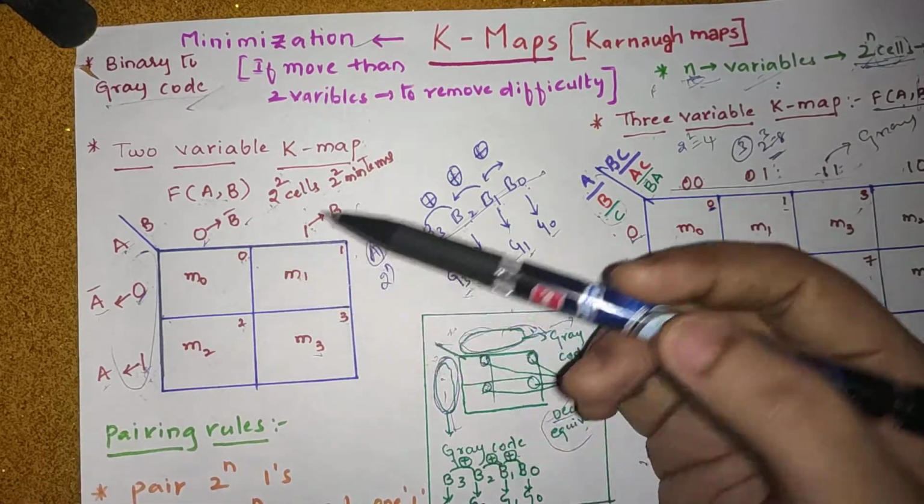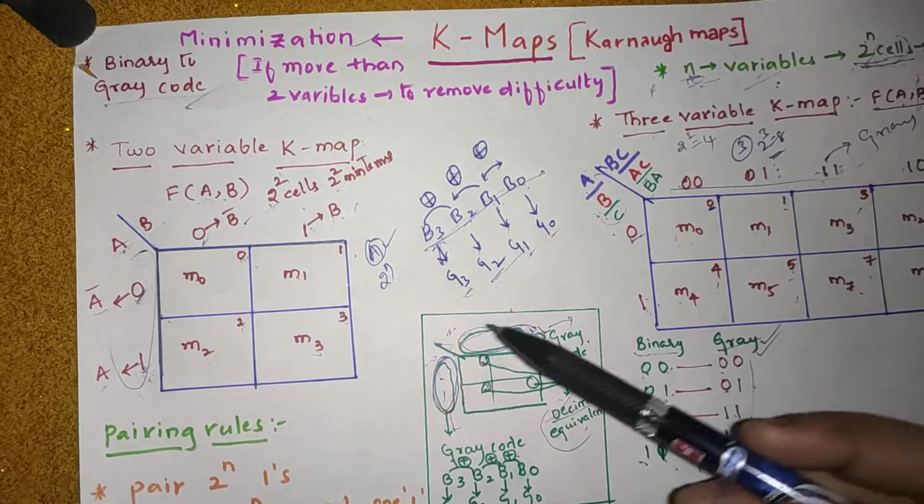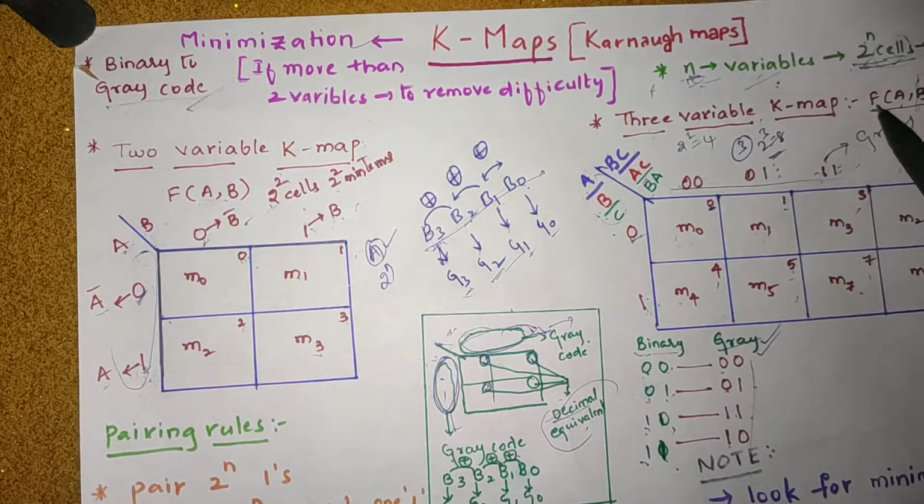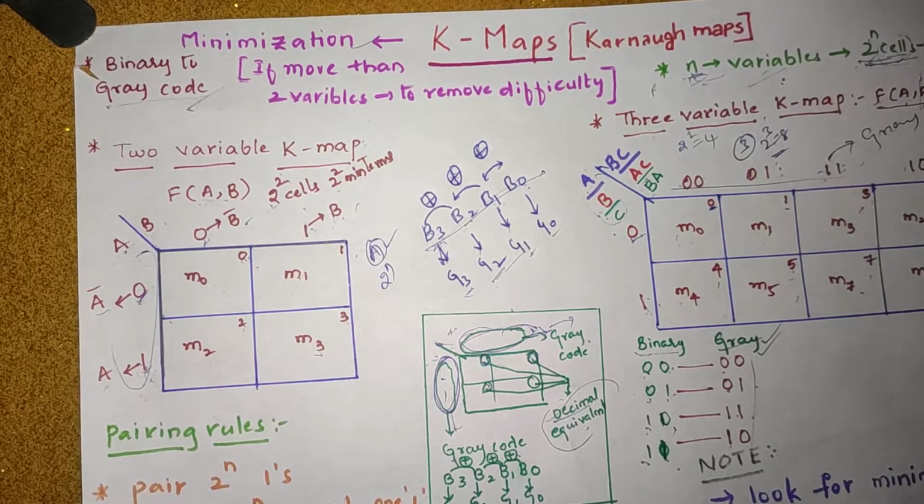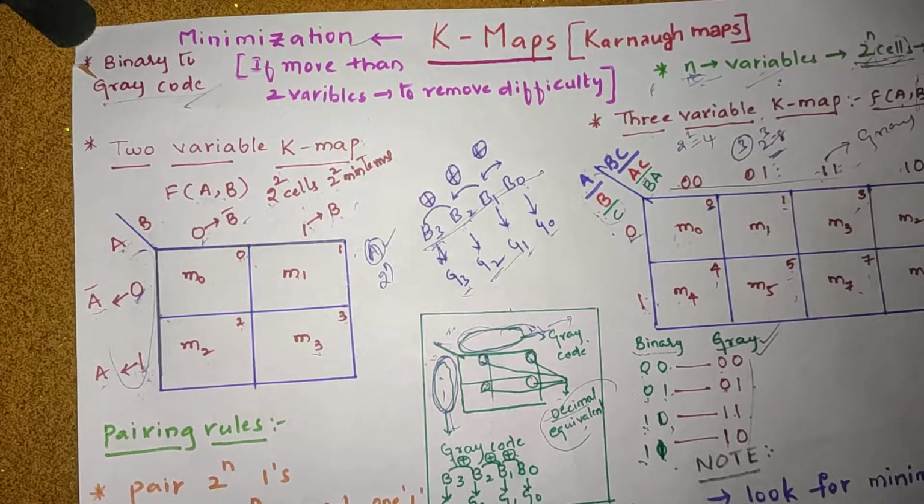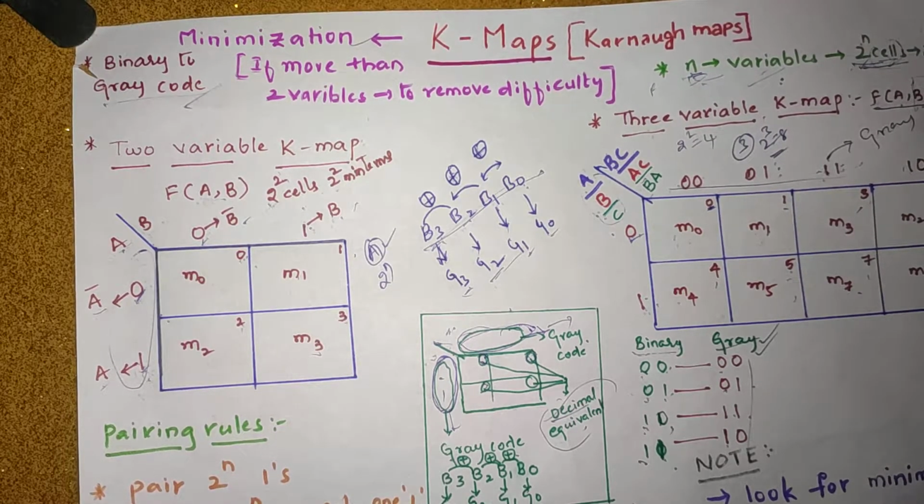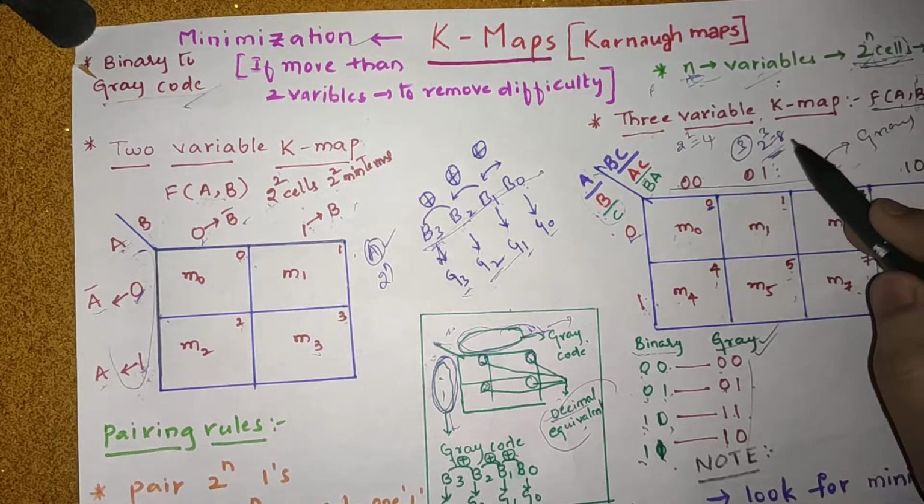Let us see the 3 variable K-map also, how we will represent it. The 3 variable K-map consists of 3 variables. With 3 variables, how many cells are there? 2 power 3, that is 8 cells, and 2 power n minterms means 8 minterms.